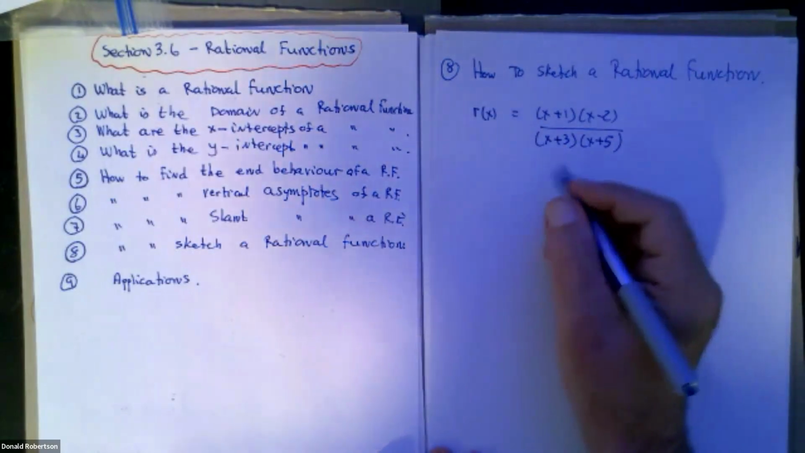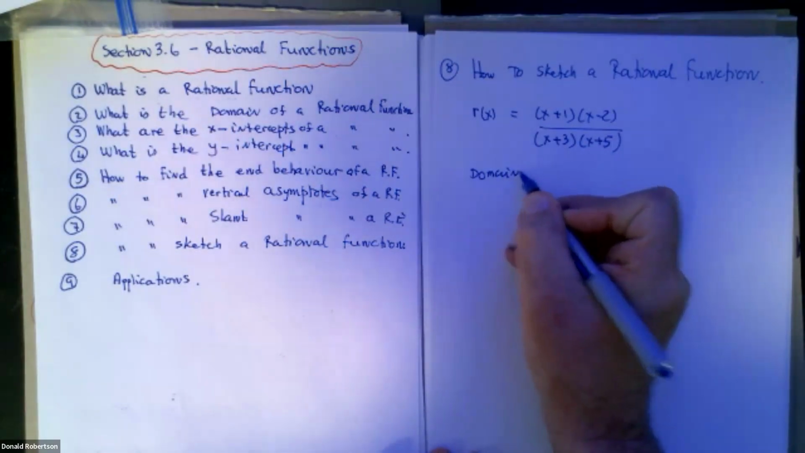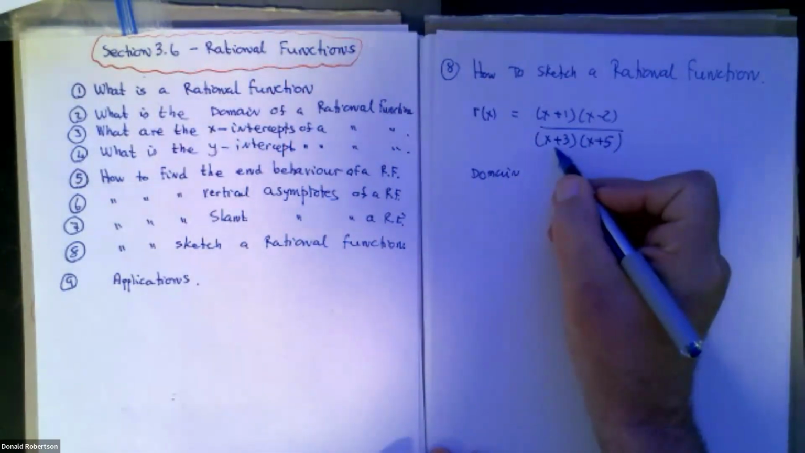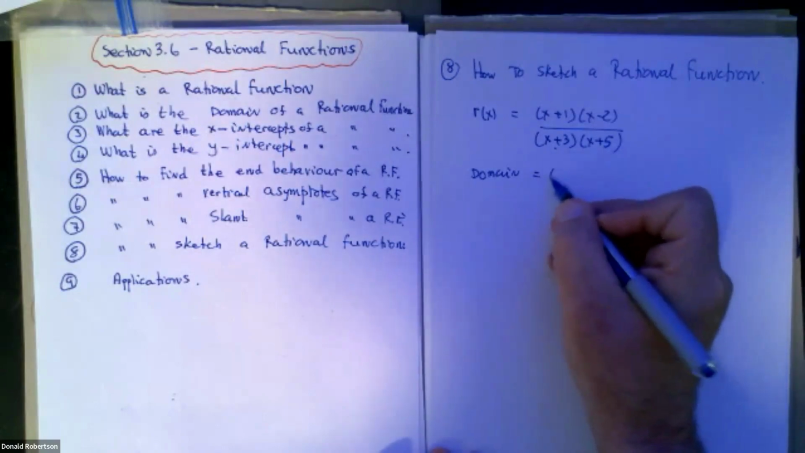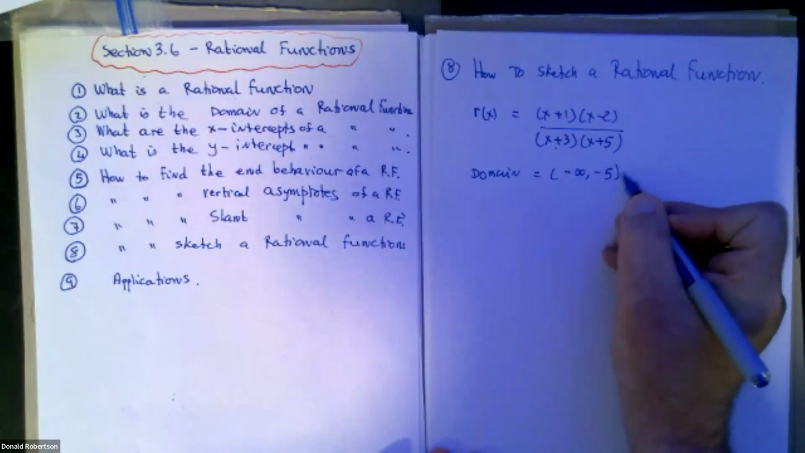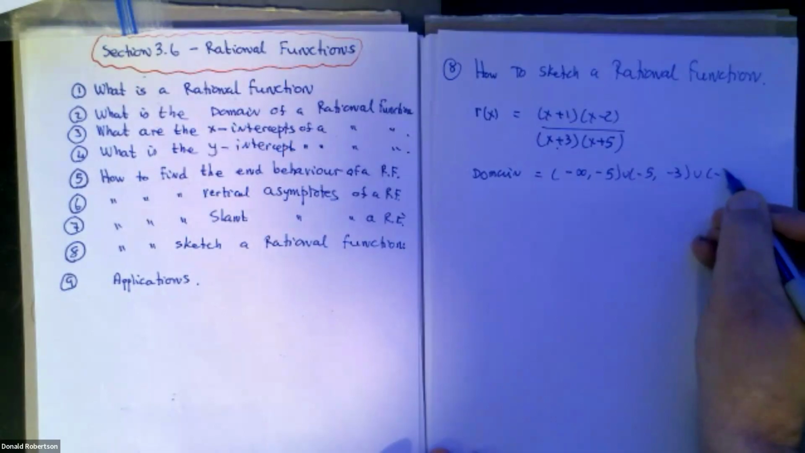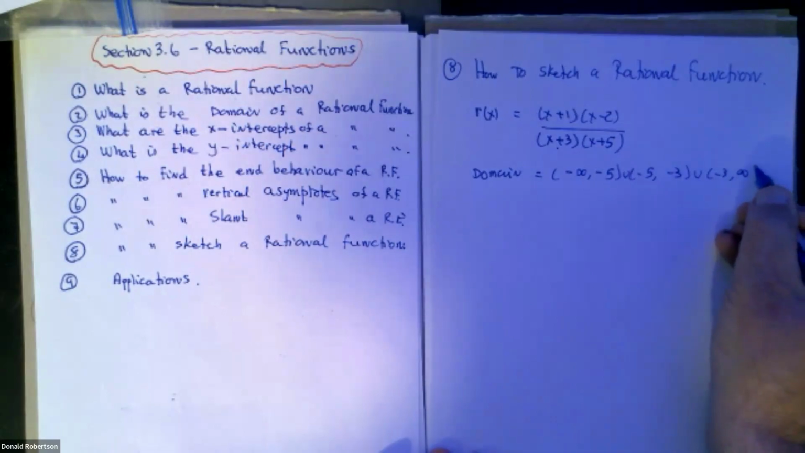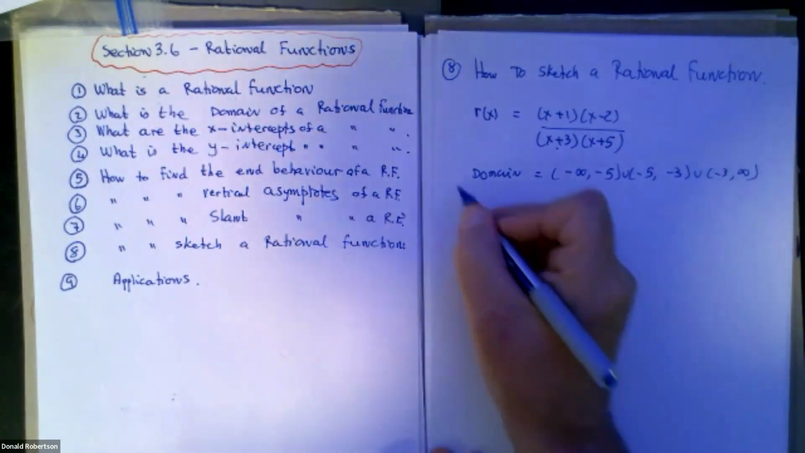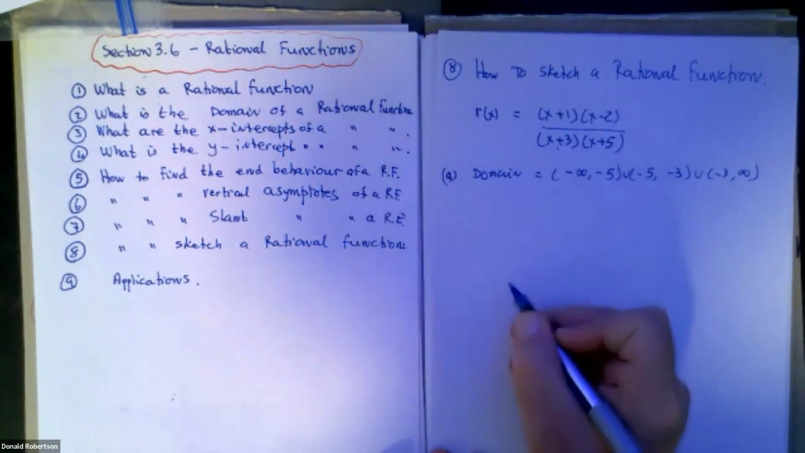What's the domain of this function? Well, the domain of this function is you can't use -3 or 5. So you can't use -5, and you can't use -3. So I'll call that A.